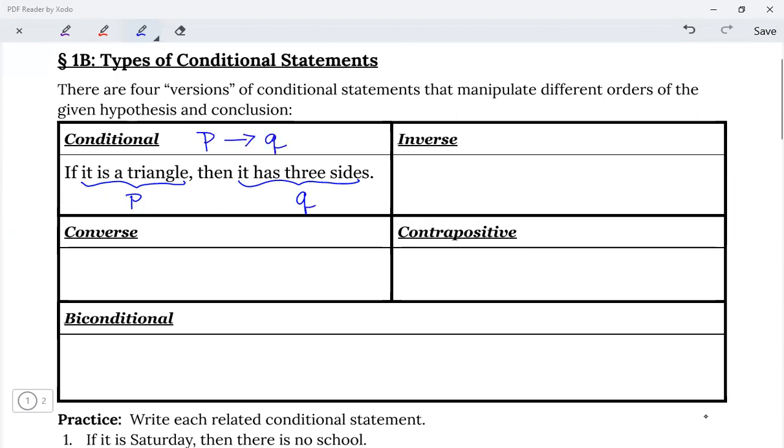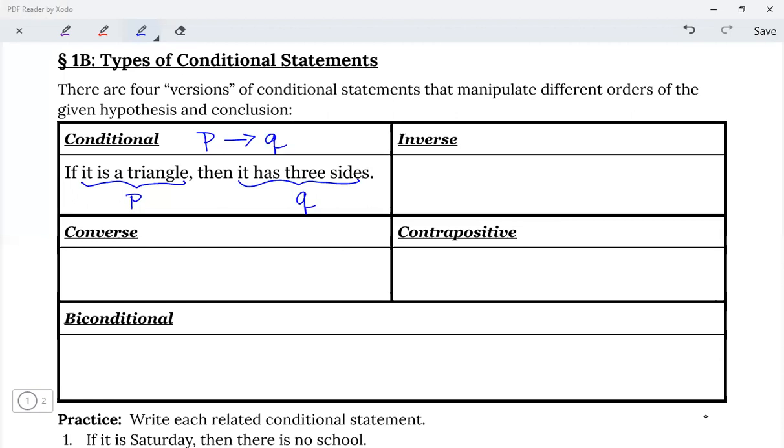And again, if we're just straightforward like that, this is usually the conditional statement. And this can be any two ideas that we're putting in this format. So let's look at some of our other options. Our first one is, we're actually going to go down to the next one, converse.